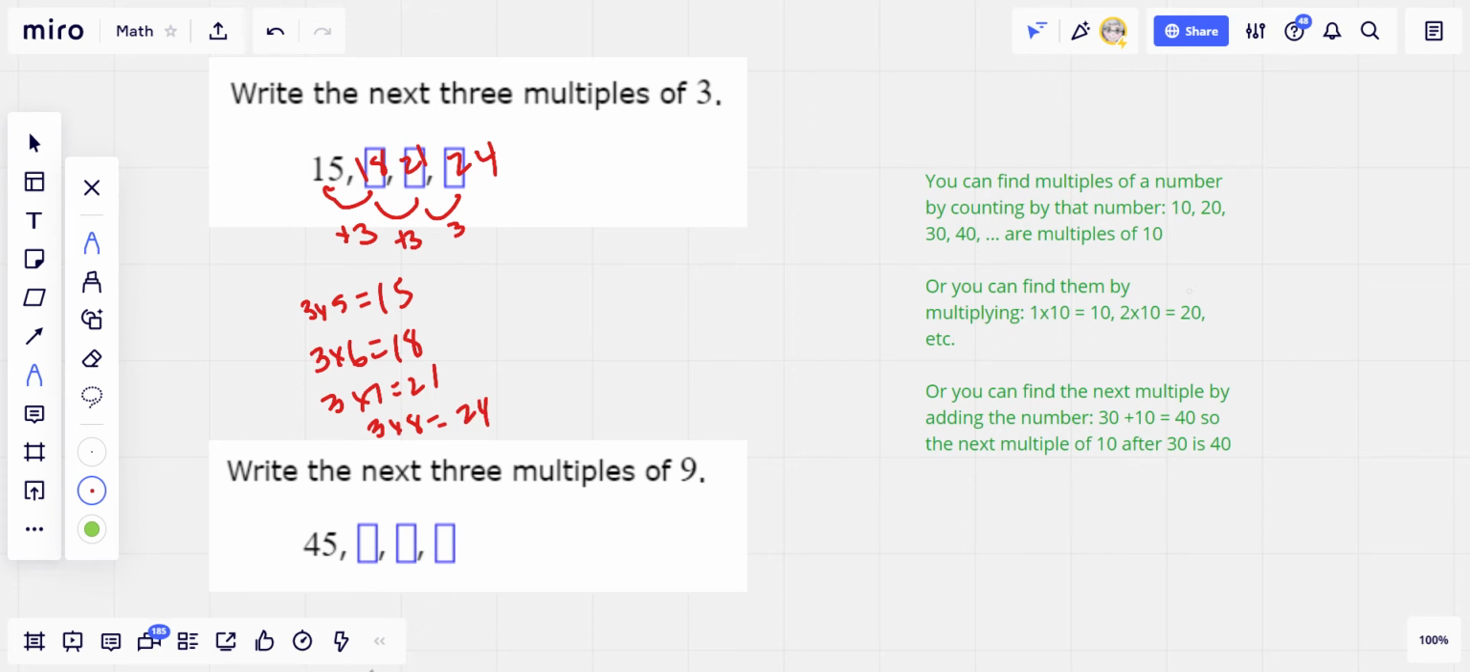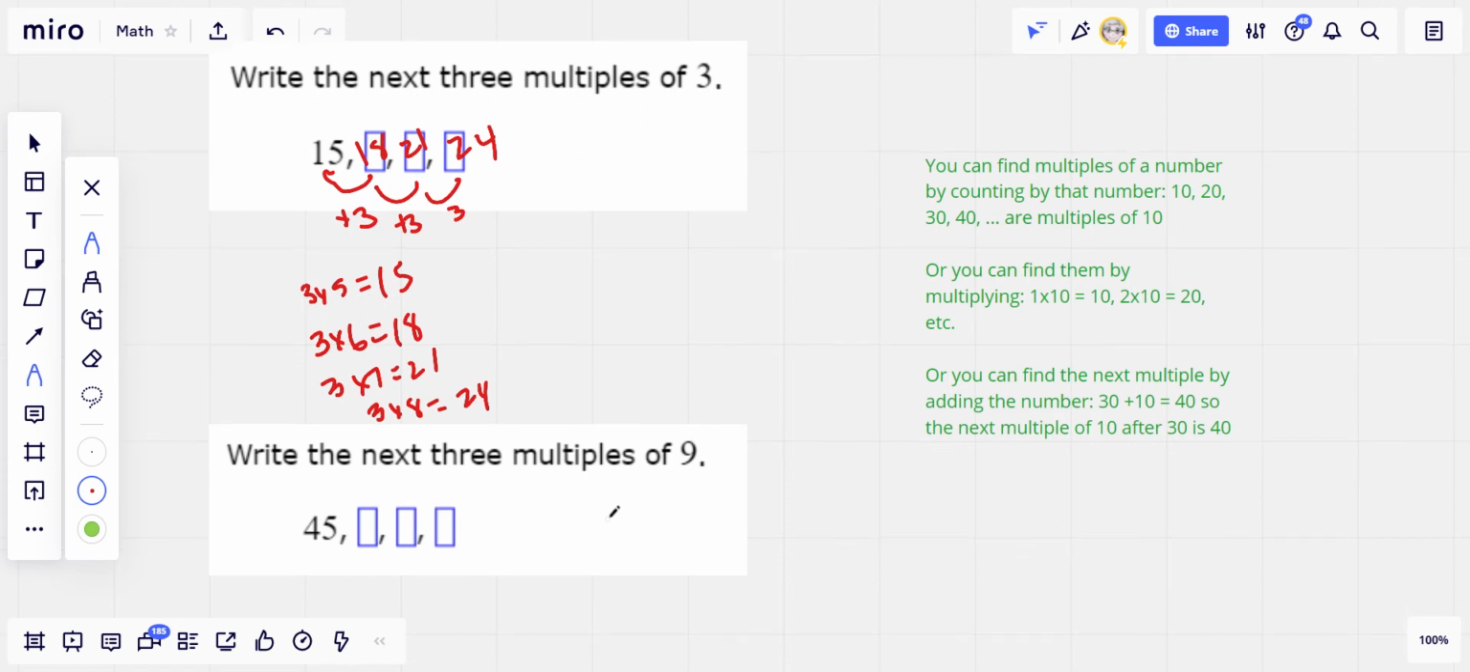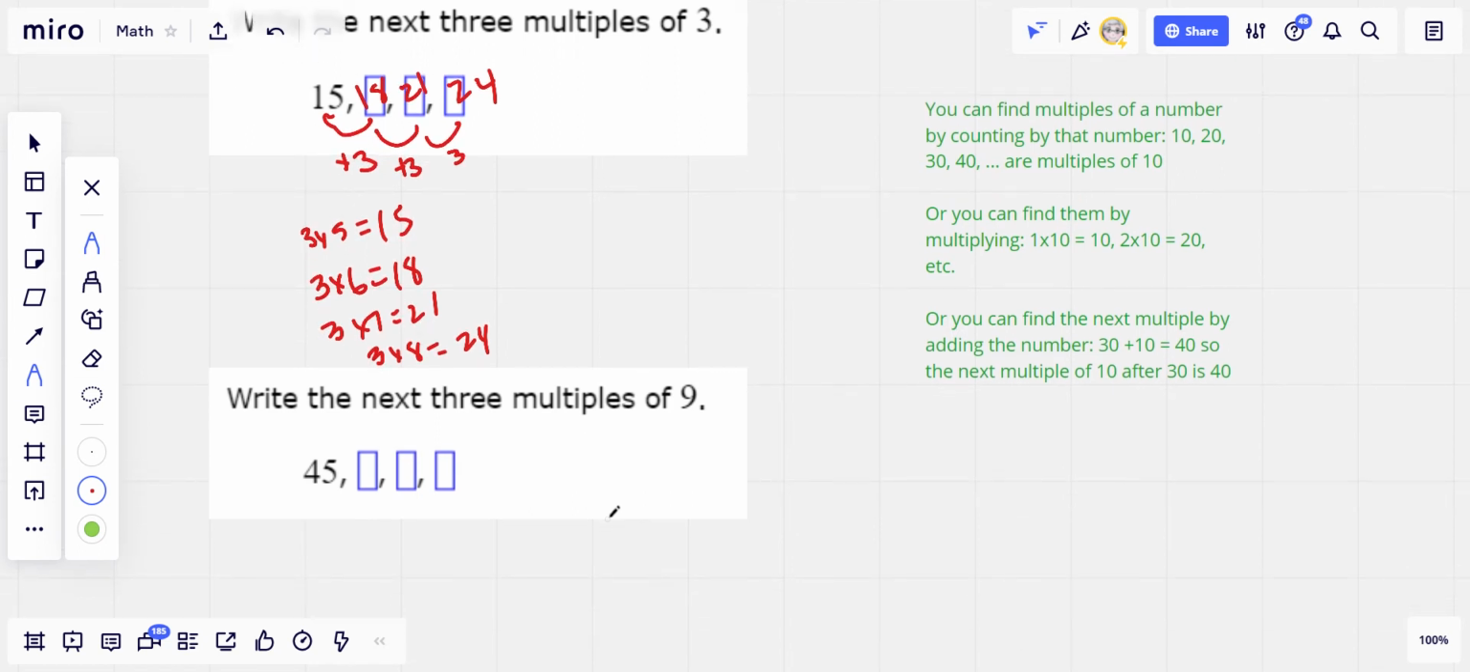Let's try this with nines. Nines are maybe even a little bit trickier. And if you're not quite sure on your multiplication facts for 9, you may want to use that finger trick that I showed in a previous video. Or we can just work by adding 9 to each step. That is a foolproof method for finding these multiples.